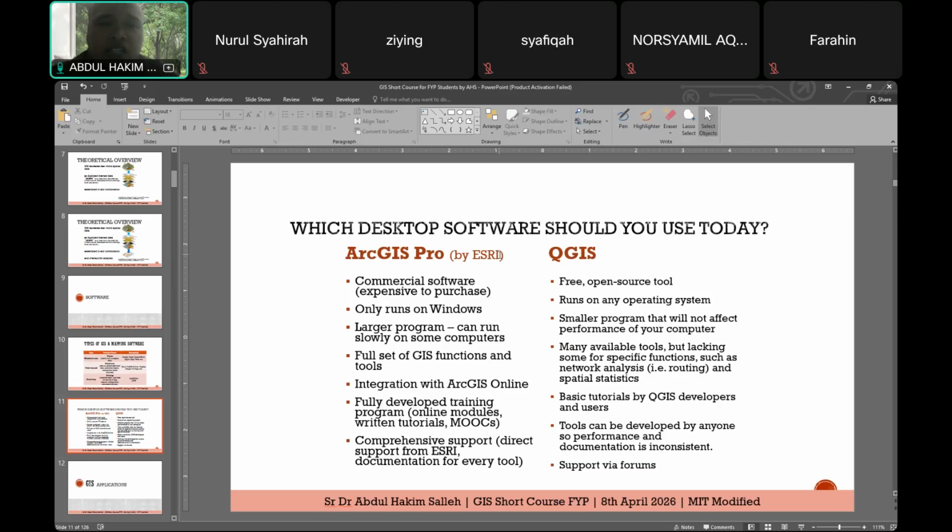Okay, it doesn't allow any open source tools to be used in ArcGIS software. It limits so much so that only what was provided is the one that you can use mostly.